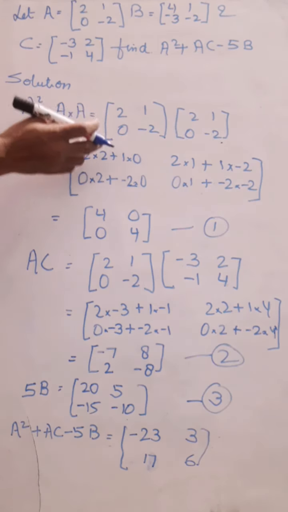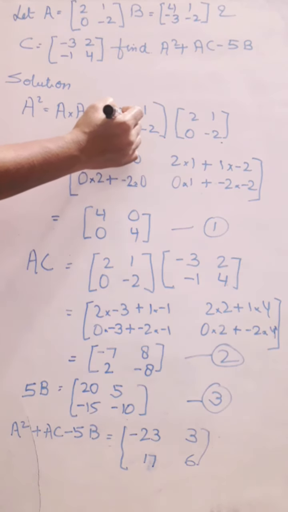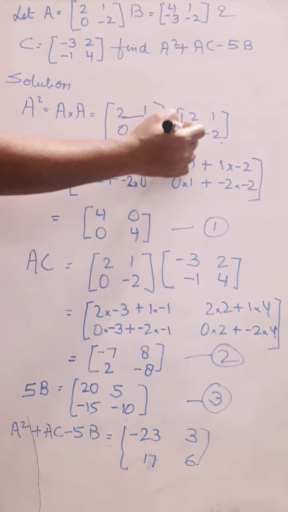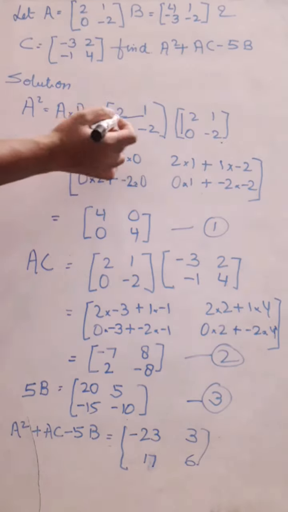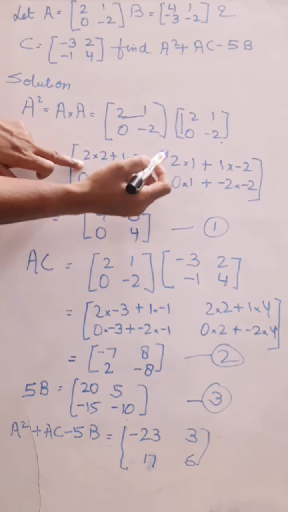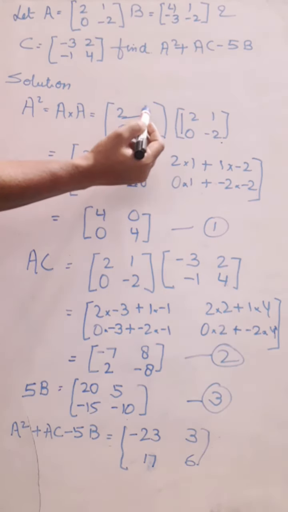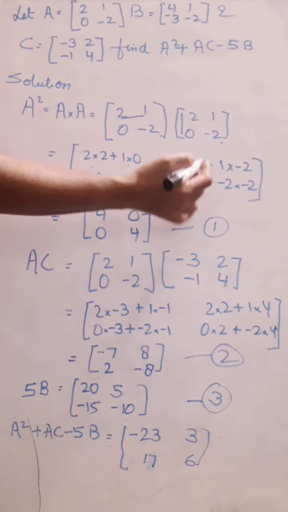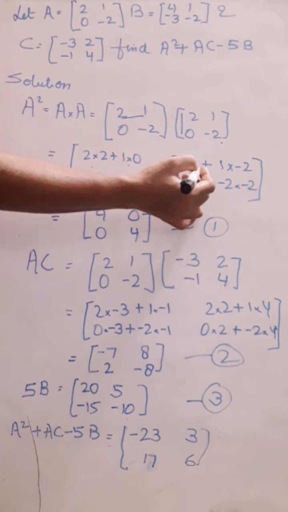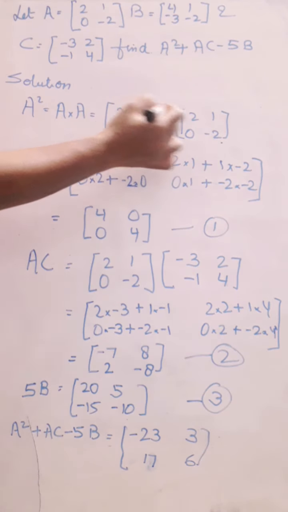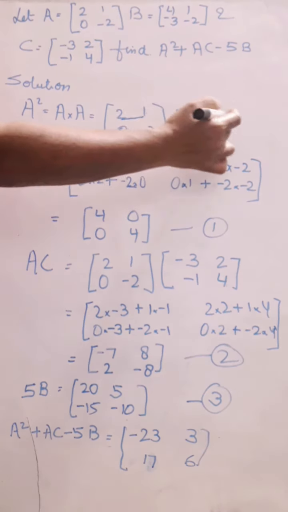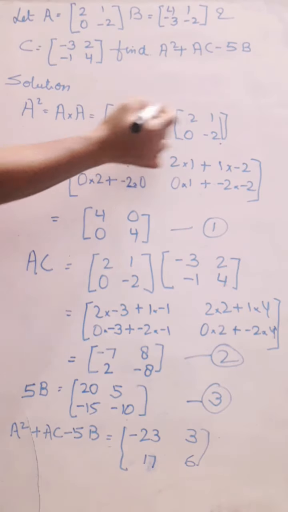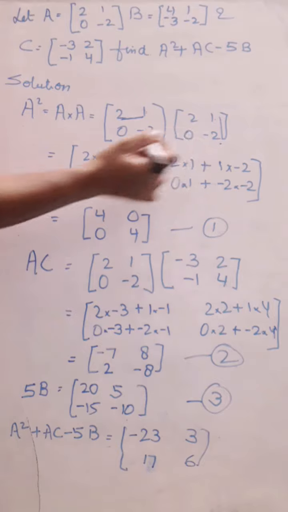Now I need to multiply row with column. So here the first row is multiplied with the first column. Now 2 times 2, we have here 2 times 2 plus 1 times 0. Now for this I need to multiply the first row with the second column. So the first row is multiplied with your second column. So 2 times 1 I am multiplying here plus 1 times minus 2.